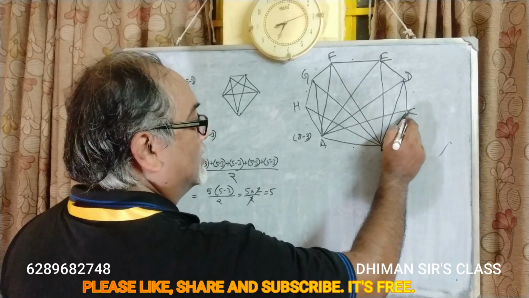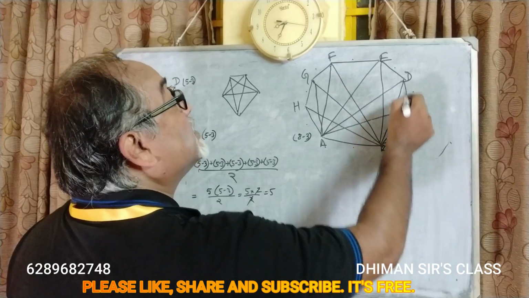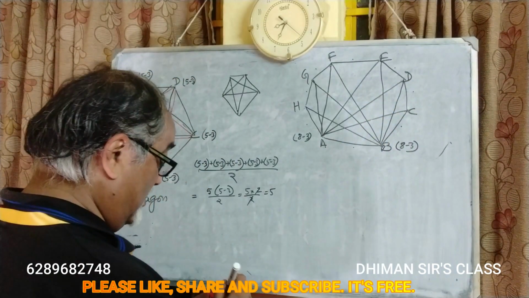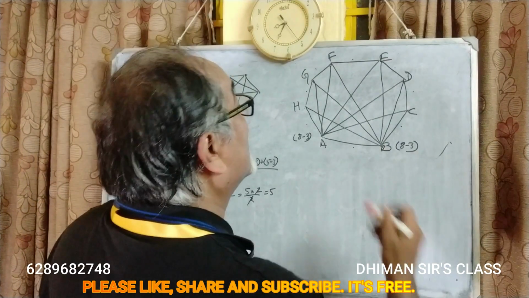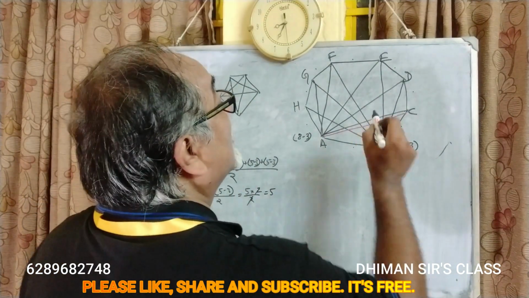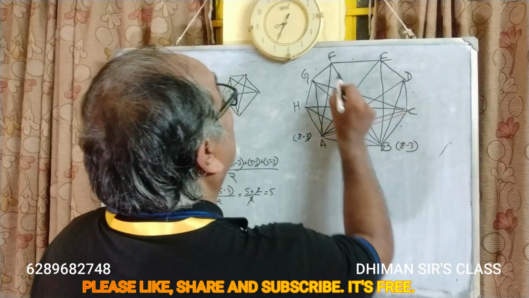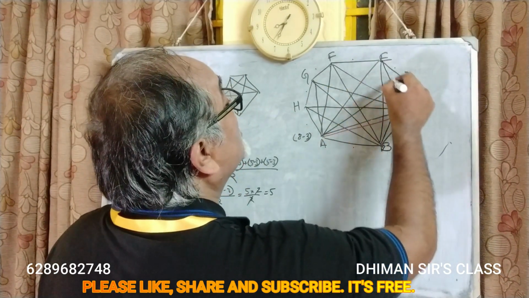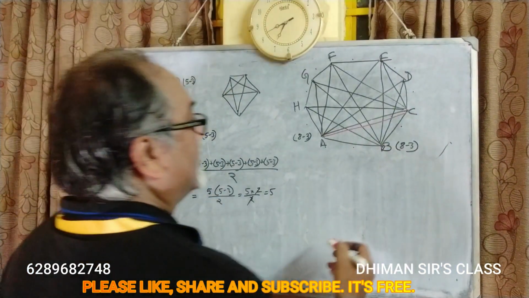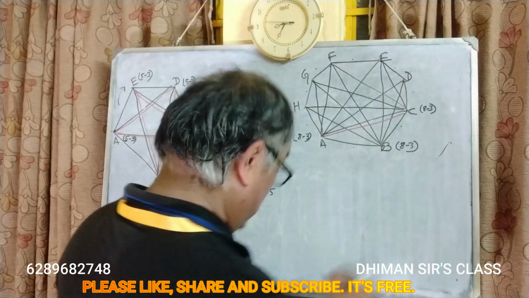C to C we cannot. So here 8 minus 3. C to B we cannot, C to D we cannot, C to C also we cannot. But C to A has already been drawn. So let us use red color. This is drawn. Now C to H, C to G, C to F, C to E. Clear, students? Now here what happens? Same thing. 8 minus 3.